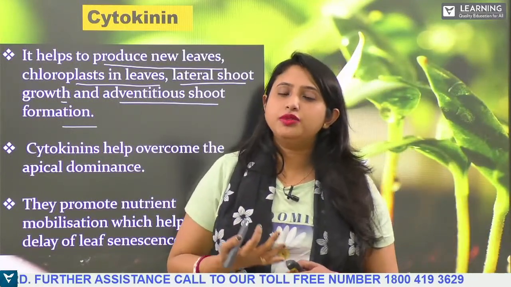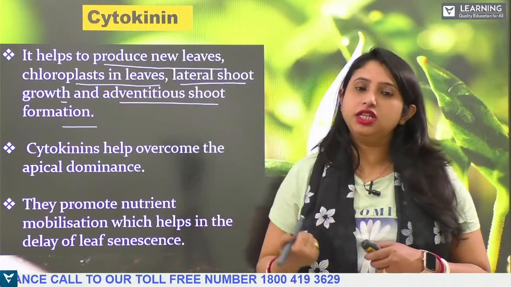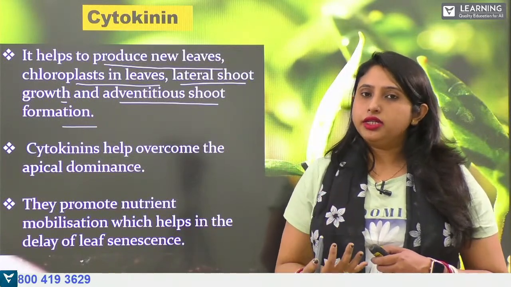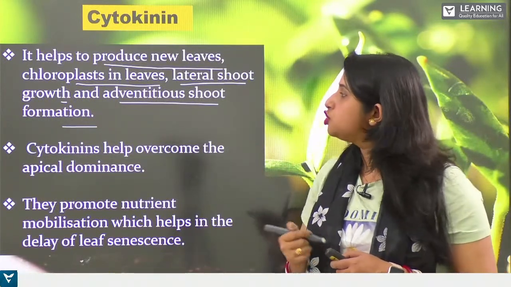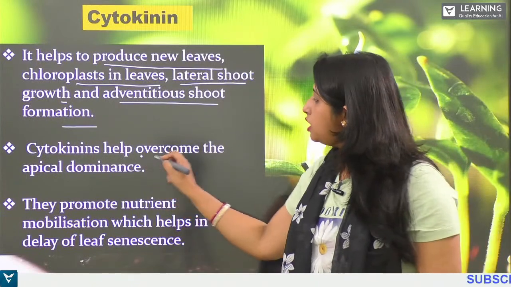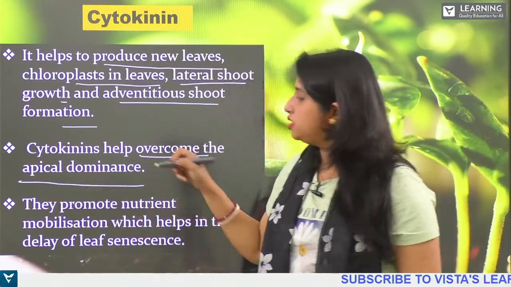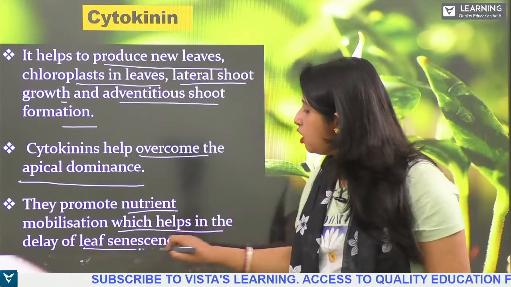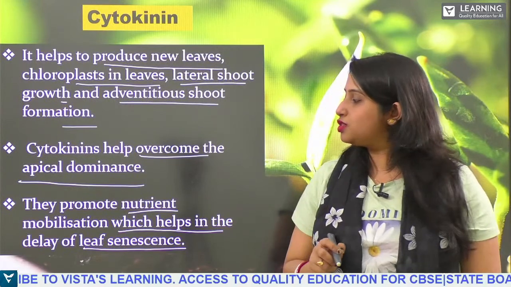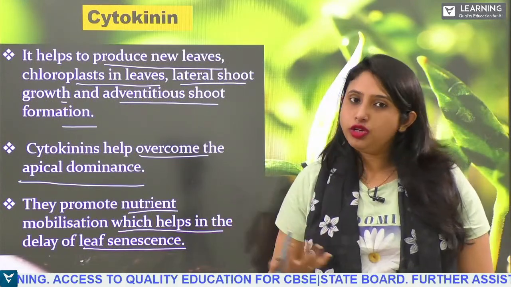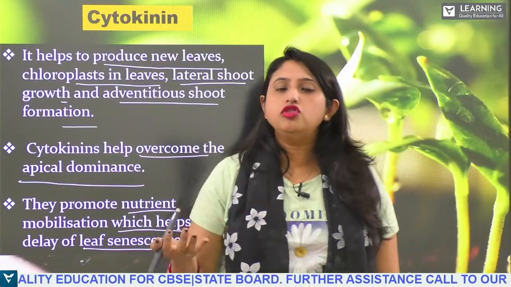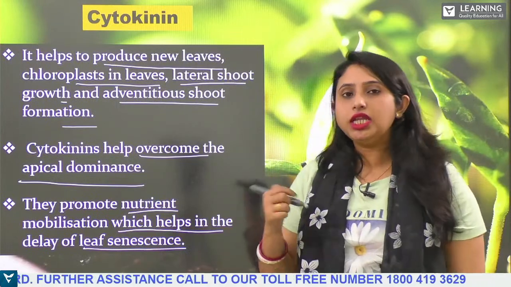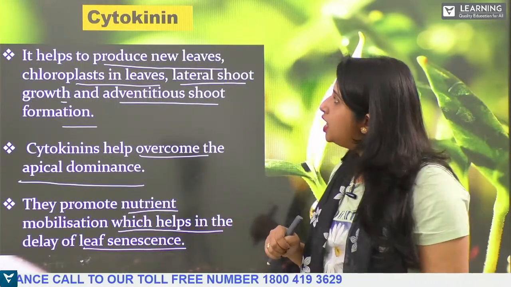So what happens? It helps in the formation of chloroplasts in the leaves. It helps in shoot formation. It helps in the growth of the adventitious shoot also. Next, it also helps to overcome apical dominance, and promotes nutrient mobilization, that is, transferring nutrients from one part of the plant to another, which helps in delaying leaf senescence, right?